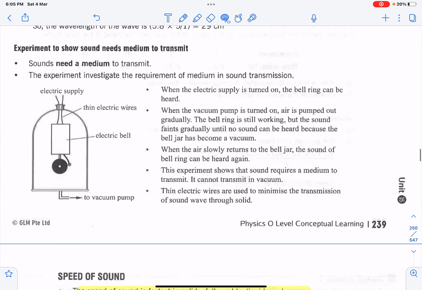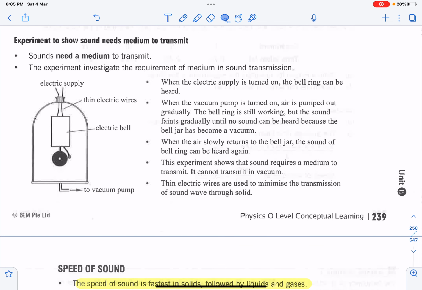So some of the questions that they can come up with is the formula of v equals f lambda, which is also from the previous chapter. Okay, do get this book. I think the GLM series for this is actually quite good for using for revision and things like this.